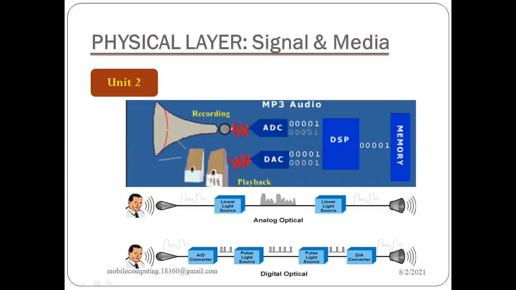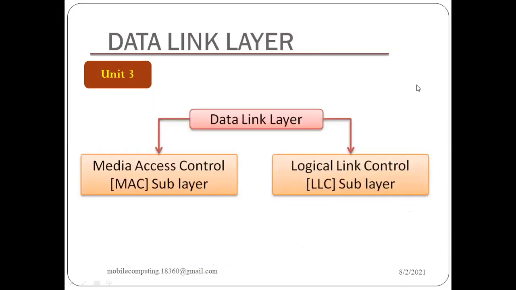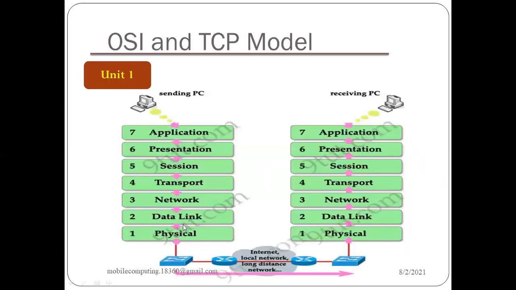So how this will be done will be the basic concepts of the physical layer that we are going to talk about in the future class, right? Then next we are going to talk about what the data link layer is. The layers which we have discussed in unit 1 will then be discussed in detail in every unit, right?